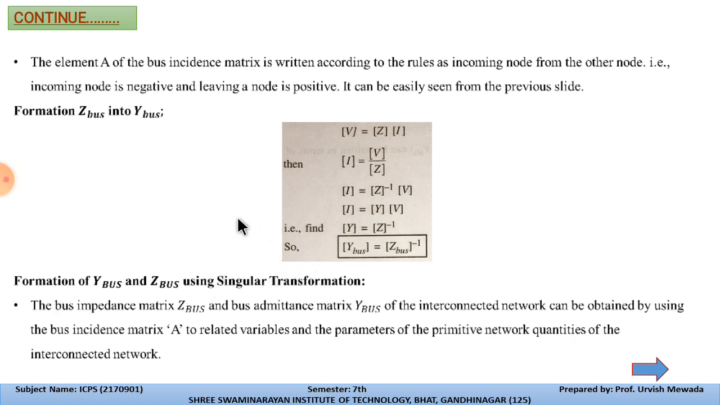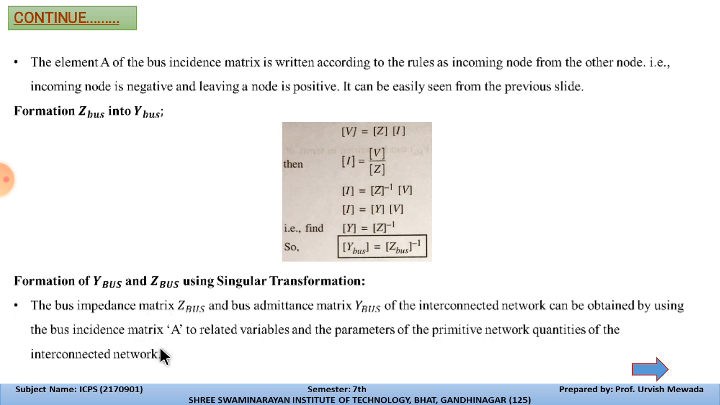So in the last lecture we discussed the formation of Y bus and Z bus. Now let's see the formation of the Y bus and Z bus using singular transformation. We use this singular transformation to find the Y bus and Z bus. The bus impedance matrix Z bus and the bus admittance matrix Y bus of the interconnected network can be obtained by using the bus incidence matrix that we have already seen.